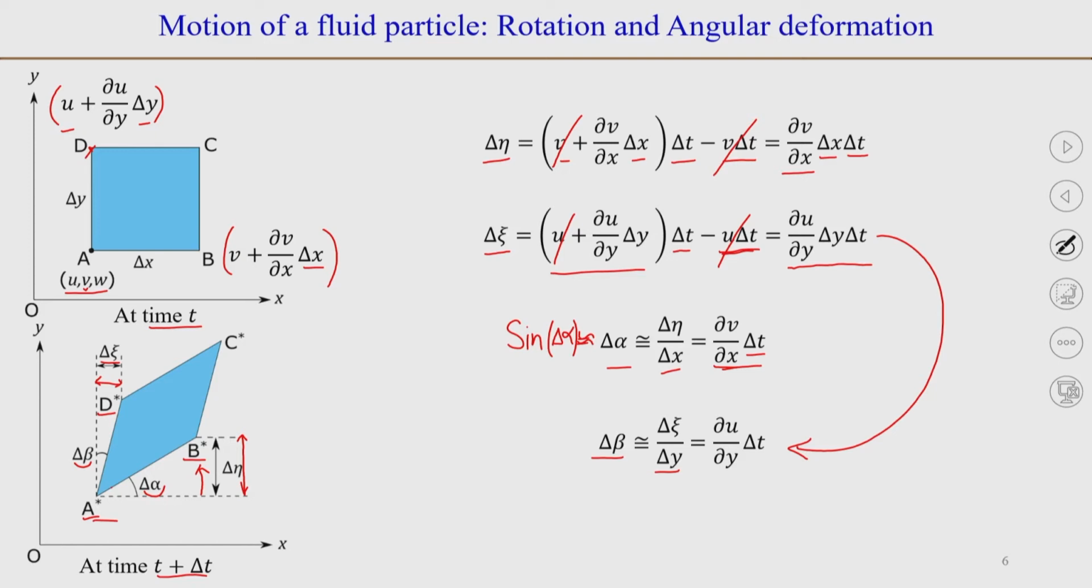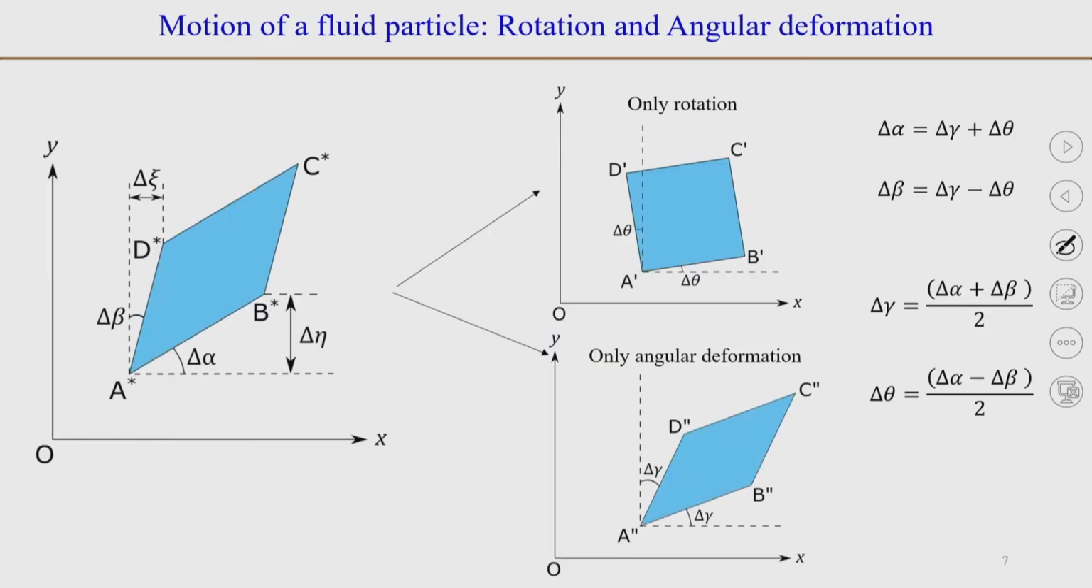Okay. Now, our goal is to find delta theta and delta gamma. So, let us substitute those. We had these relationships: delta alpha is equal to delta gamma plus delta theta, and delta beta is equal to delta gamma minus delta theta. If we add these two equations, let us say these are equations 1 and 2, then we will get 2 delta gamma is equal to delta alpha plus delta beta, or delta gamma is equal to (delta alpha plus delta beta) by 2, and similarly delta theta is equal to (delta alpha minus delta beta) by 2.